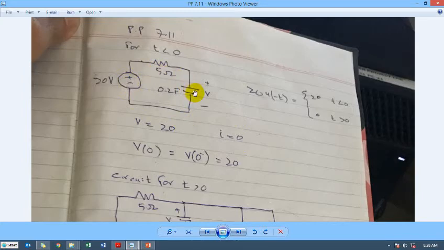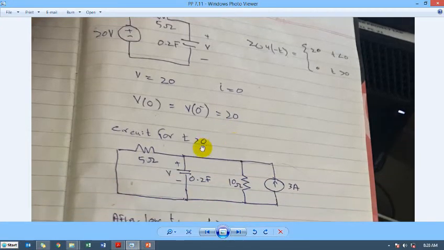This supply is connected to the capacitor through a resistor, so it will go to 20 volts, because it is connected to this capacitor for a very long time before time t equal to 0. So the voltage of the capacitor will go to 20 volts, and when the capacitor is fully charged, the current i will be 0. A capacitor voltage cannot change suddenly, so this will just remain 0, and this will just remain 20.